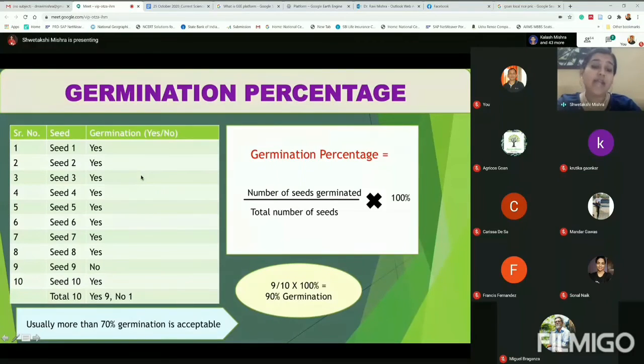And even you can add many different parameters to this table, like the time of germination, the length of the radicle, the length of the plumule, how gradually they have elongated. So there can be even more complex parameters, but the simplest one would be doing it in this fashion.